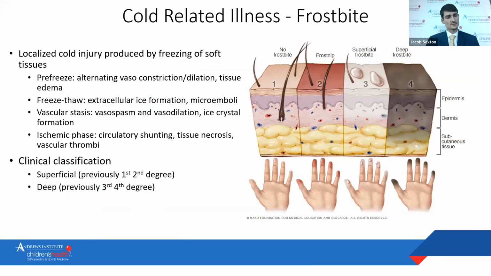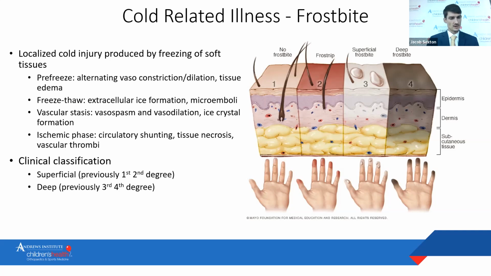If you have continued exposure at that point in time, then you go into the freeze thaw phase, where your body is going to actually form intracellular ice crystals, and then those will subsequently melt, and then they'll refreeze again. And that's what causes the initial tissue damage to occur. At that point in time, you're going to have red digits, and that's when you might start developing some blistering. After the freeze thaw phase, you get into the vascular stasis phase. So that's when you get the vasospasm, vasodilation, and then you have kind of permanent ice crystal formation.